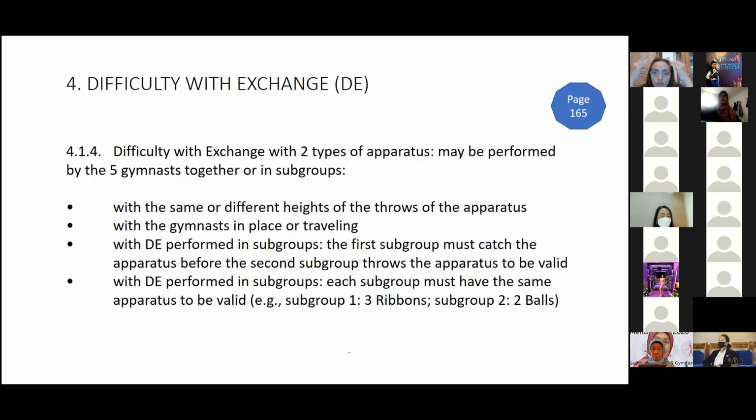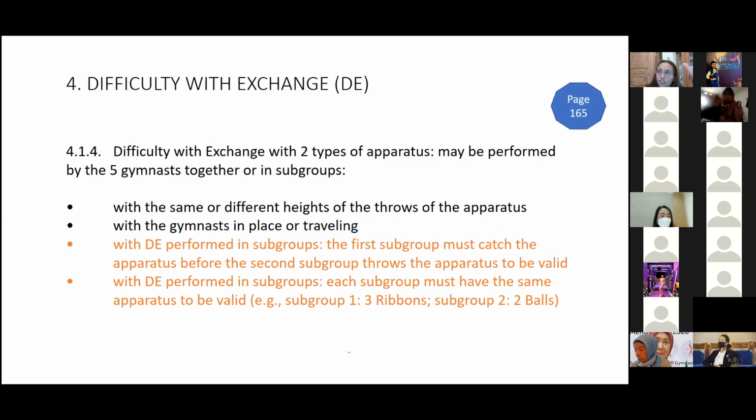What about difficulty with exchange with 2 types of apparatus? They can be with the same or different heights of the throws of the apparatus, with the gymnasts in place or traveling. Again, the first subgroup must catch before the second subgroup throws the apparatus to be valid. The same principle as with one apparatus, but the most important thing is each subgroup must have the same apparatus to be valid. And this is something new. If I have 3 ribbons, the same subgroup are exchanging 3, and the second subgroup are exchanging 2 balls. So this is very visible for the judges to see the exchange. First subgroup are exchanging 3 ribbons, and the second subgroup are exchanging 2 balls.